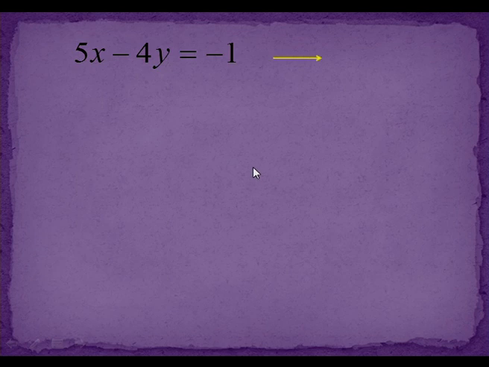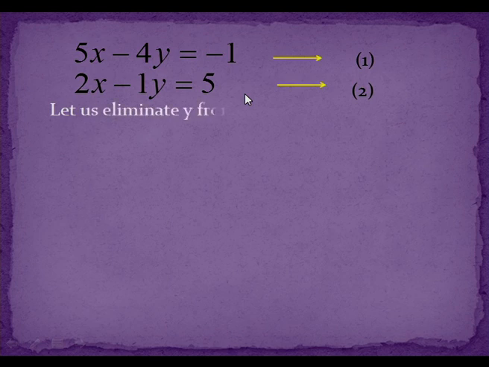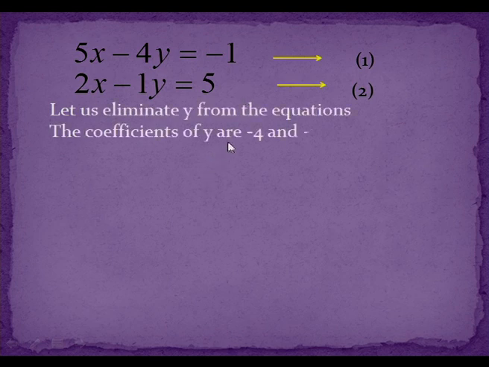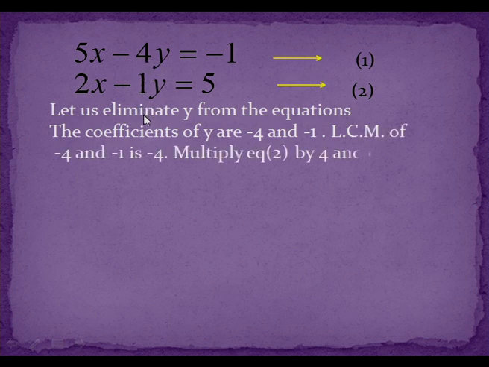Now, we have equation 1 as 5x minus 4y is equal to minus 1, and equation 2 as 2x minus 1y is equal to 5. Let us eliminate y from both the equations. The coefficients of y are minus 4 and minus 1. So, the LCM of minus 4 and minus 1 should be minus 4. So, let us multiply equation 2 by 4 and equation 1 by 1.